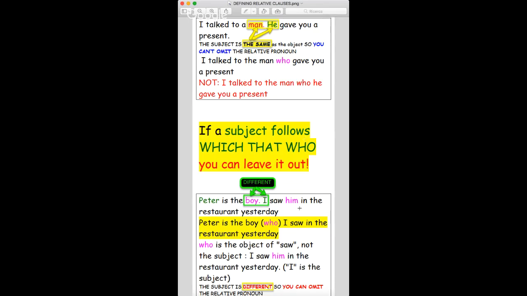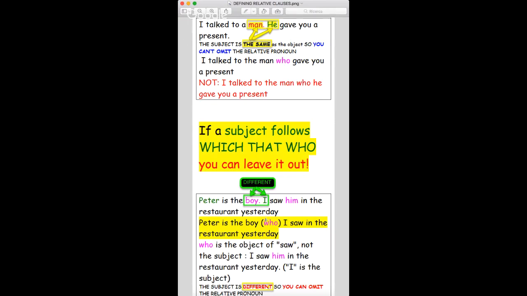Instead, if you look in the box below, sorry, when they're the same, you can't omit it. I explained that wrong. It's written, however, the same. Instead, when you look at the box below, they're different. So Peter is the boy, and I saw him in the restaurant yesterday. So the boy and I are different. I'm not the boy, and therefore I can omit it. I can say, Peter is the boy who I saw in the restaurant yesterday.